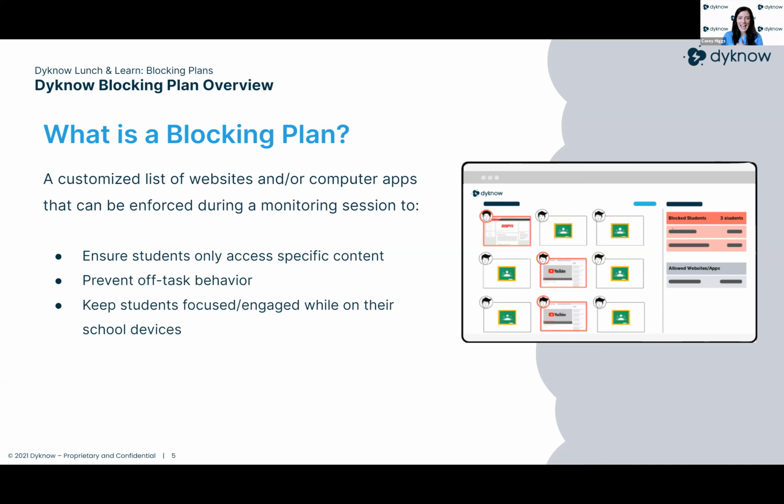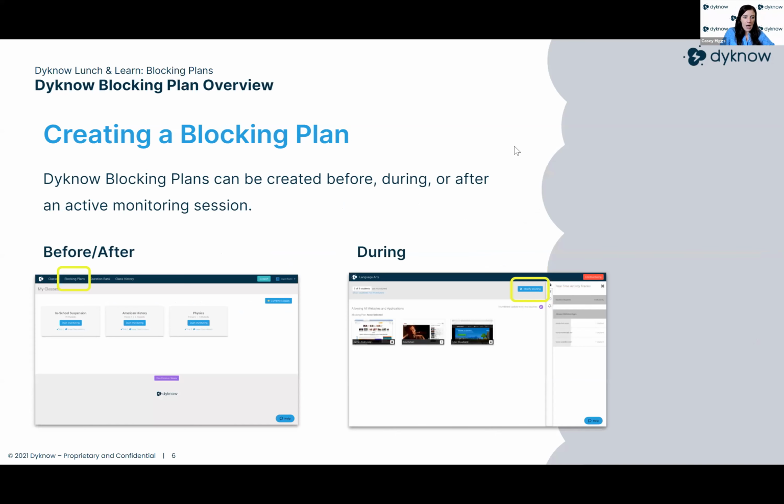can be created at any time in Dyknow. That means before class, during class, after class, etc. When you are creating a blocking plan before or after class, you'll use that blocking plans button at the top of your My Classes page. If you're creating a blocking plan during a monitoring session, you'll click the blue Modify Blocking button, that right-hand screenshot. Click that blue Modify Blocking button to get started.